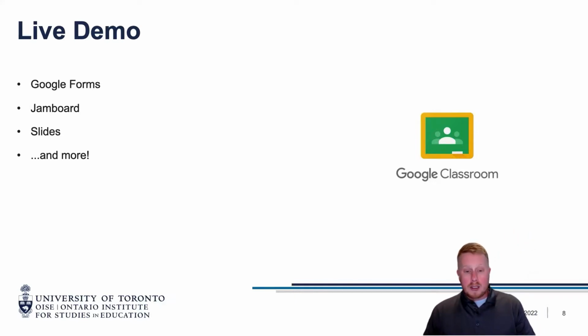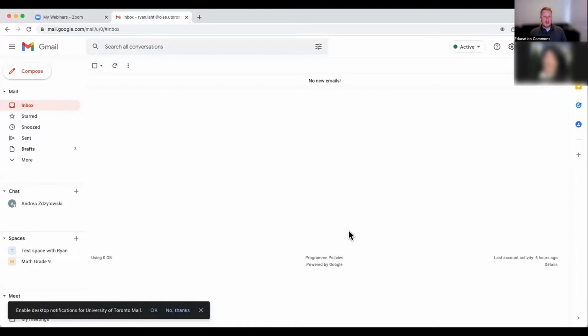So that being said, I'm just going to share my screen and we are just going to kind of hop right into it. So once you get access to your Google Workspace account, so once you sign in, it will bring you to Gmail, which is essentially the landing page for Google Workspace.